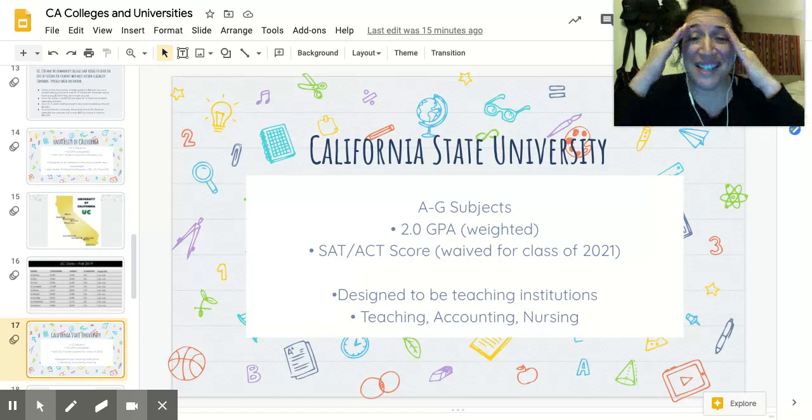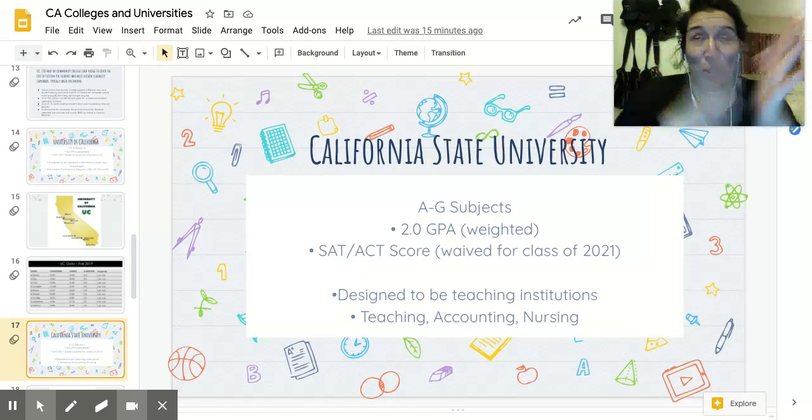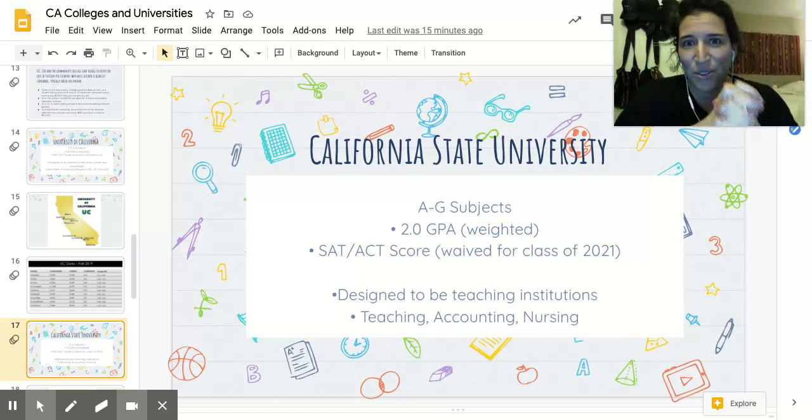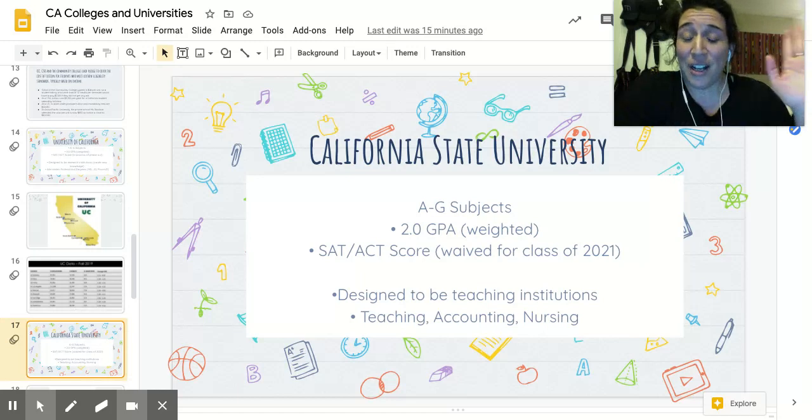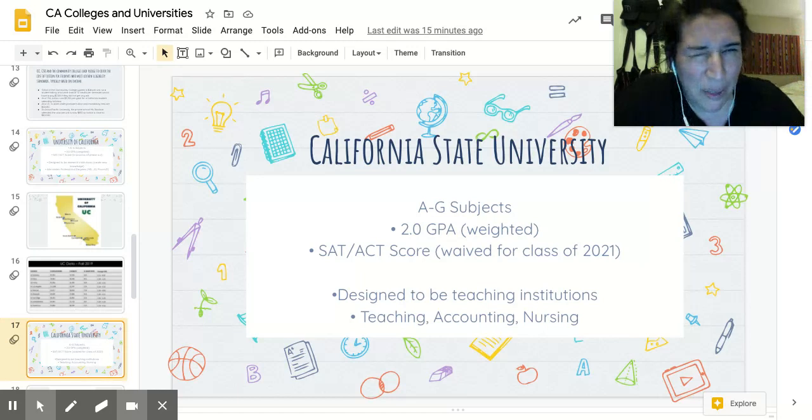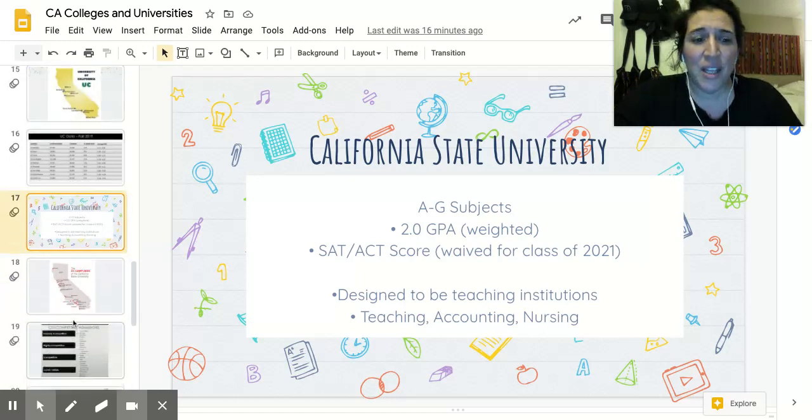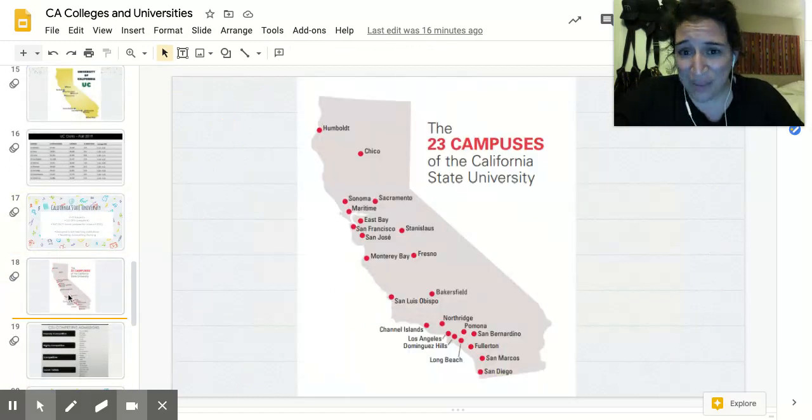Let's move on to Cal States. Cal States still require you to take a difficult course load. However, they're asking for a minimum 2.0 GPA. For the class of 2021, the SAT and ACT scores were waived. It's probably going to be waived next year too. Knock on wood. I don't want to jinx it. They're designed to be teaching institutions for teachers, for accounting, and for nursing. No doctorates. There are 23 campuses of the California State University system.